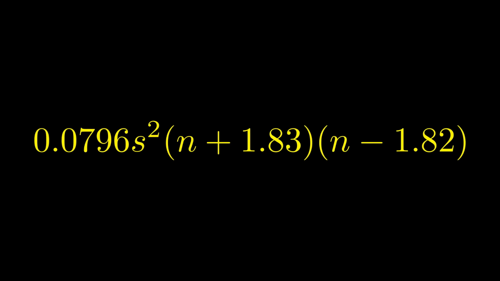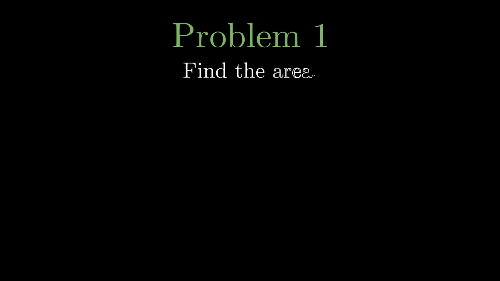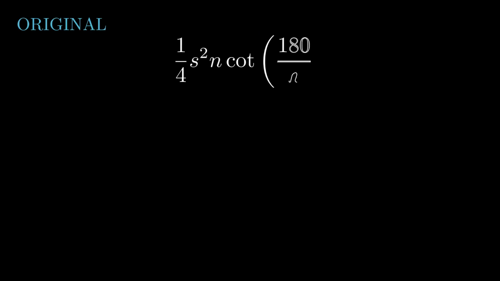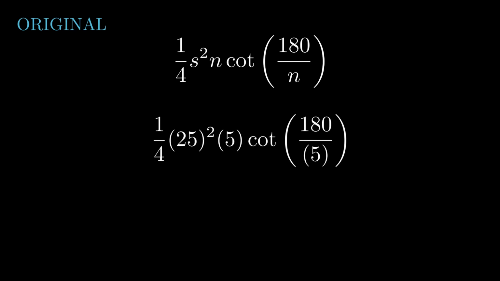I don't want to act like everyone should believe me outright without proof, do I? So, we'll solve a few problems using this formula here instead to see how it holds up. Problem number 1. Find the area of a regular pentagon with a side length of 25 centimeters. Using the original formula, let's replace n with 5 and s with 25. We don't have much else to write here.